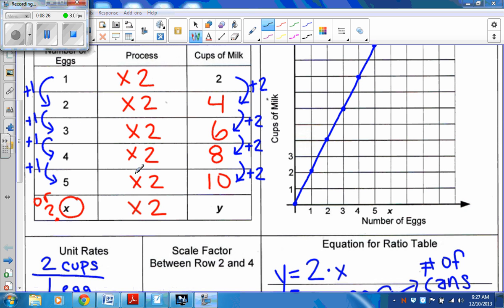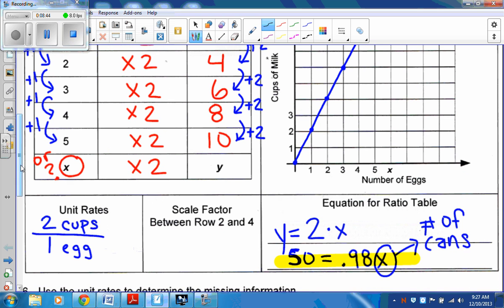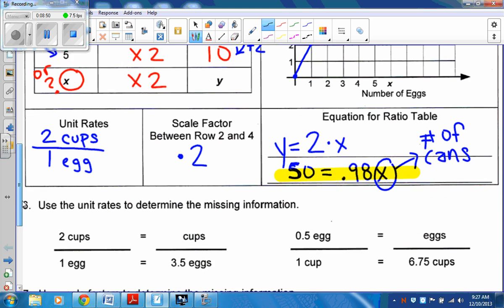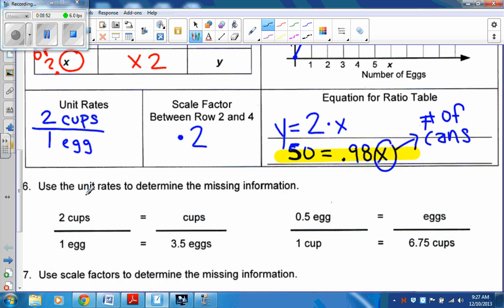I already told you that the scale factor was your process here in the center. So my scale factor, if I wanted to look at row 4, so to speak, I would say that my scale factor would be 2 times 2. All right, so let's see what else this thing is supposed to teach you. Oh, look here, we're going to do unit rate again.